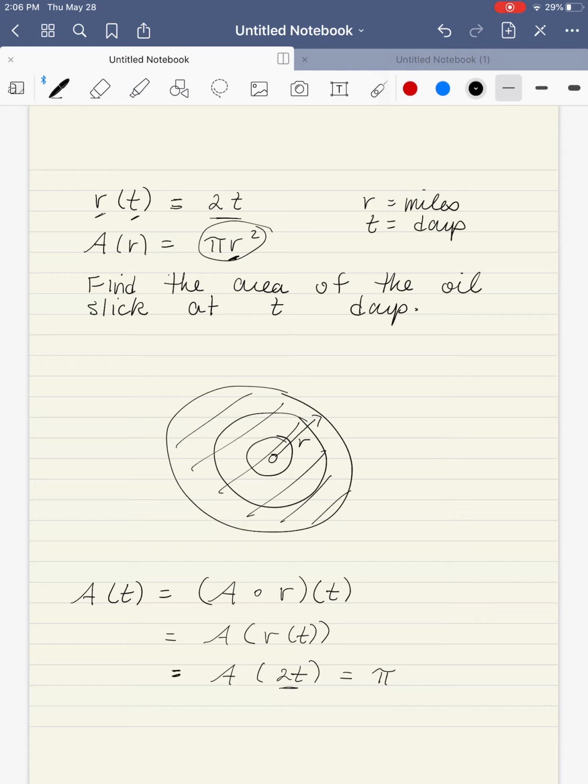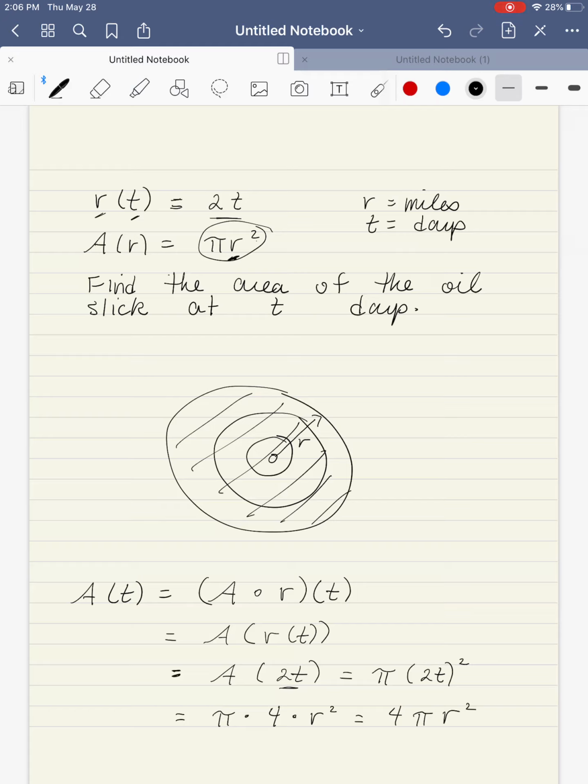The area function is pi r squared. So we have pi, and remember pi is an irrational number. It's approximately equal to 3.14. So we're just using that as a number. We don't have to do anything different with that. And then my r here is squared. So we have 2t all squared. So I'm going to have pi times 2 squared, which is 4, times t squared, and then getting that back in order, we have 4 pi t squared.